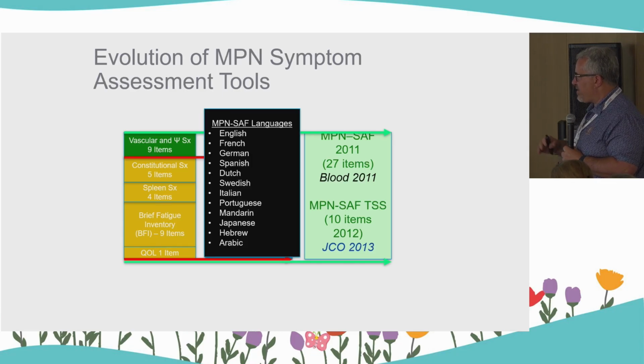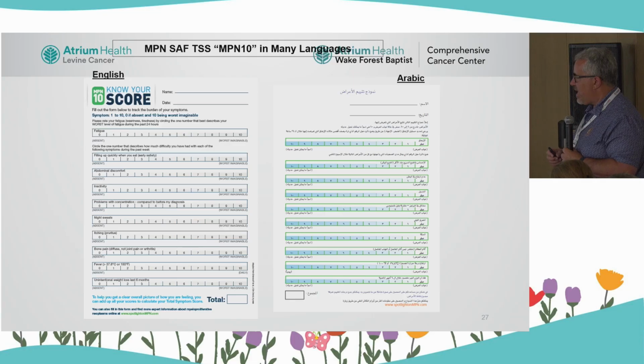We now have, and I have to update this because I think we're up to about 40 different languages around the world. And again, a core item are just 10 items, but we have a longer 27 item form. And again, just showing English or Arabic, although Arabic, you go from right to left when you fill it out.